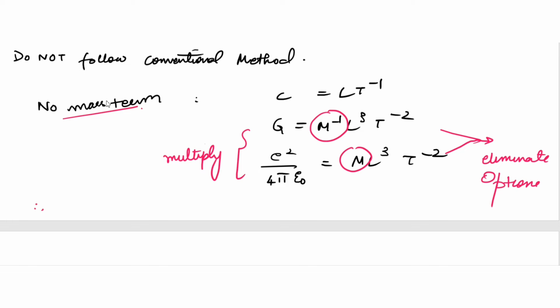So finally we need only length as our answer. So we do not need mass, and we also do not need time. So look at the options. Can we eliminate and remove time by either multiplying or dividing? No chance. We cannot remove it by multiplying or dividing, isn't it?